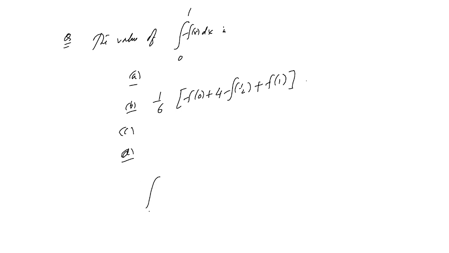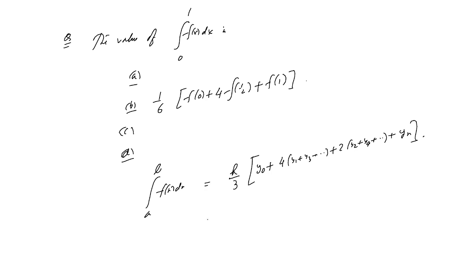If you recall the Simpson 1/3 formula, integral a to b of f(x) dx will be h by 3 times (y0 plus 4 times (y1 plus y3 plus and so on) plus 2 times (y2 plus y4 plus and so on) plus yn), where h is the step length. You just see what the step length is. Here only 3 points are taken: 0, half, and 1. So the step length h will be half.